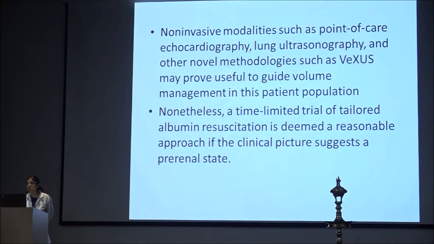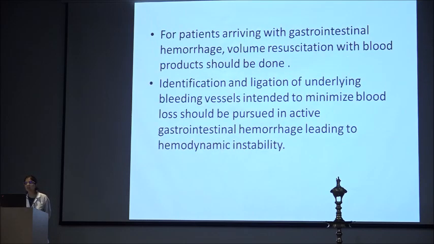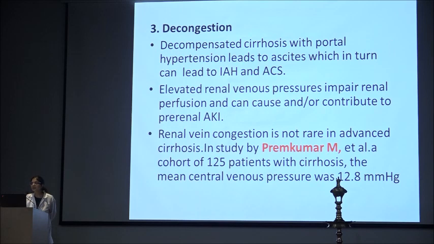Non-invasive modalities such as point-of-care echocardiography, lung ultrasound, and other methodologies like VEXUS may prove useful to guide volume management in this patient population. Nonetheless, a time-limited trial of tailored albumin resuscitation is a reasonable approach if the clinical picture suggests a pre-renal state. And for patients arriving with GI hemorrhage, volume resuscitation with blood products should be done. Identification and ligation of underlying bleeding vessels, intended to minimize the blood loss, should be pursued in active GI hemorrhage leading to hemodynamic instability. The third step we follow for pre-renal AKI is decongestion.